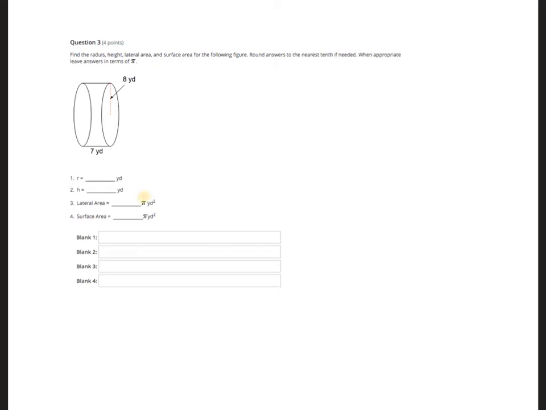Again, we already have pi next to our answers, so we do not need to type pi into our calculator. We do not need to type pi into those blanks there.